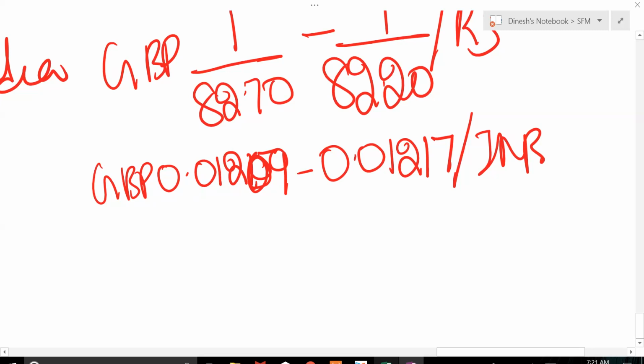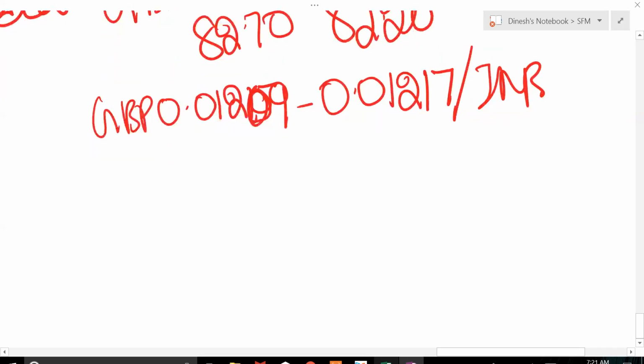It doesn't end here. Any doubts till now? Now, if at all I have to write this quote, I'll have to write it properly, which is GBP. From most of the problem point of view, it's okay, but this is more for your understanding. You better do it like this itself: 0.01209 hyphen 17.